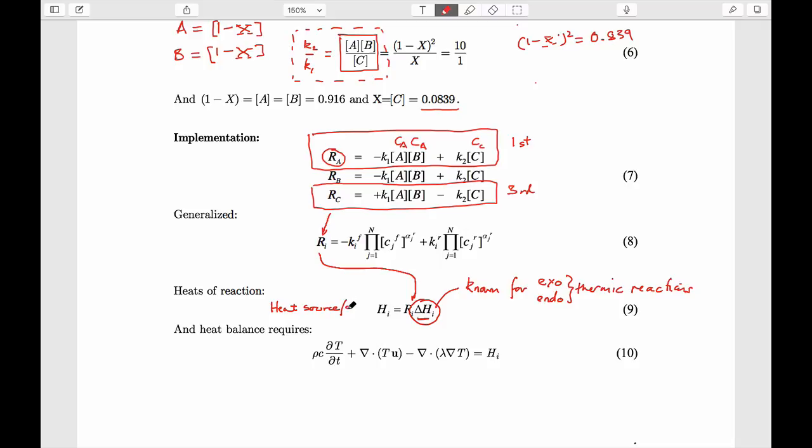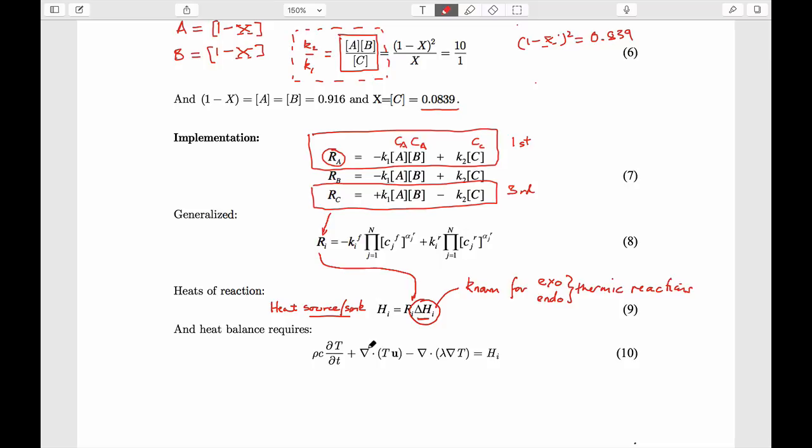Or a sink. So if it's an exothermic reaction, then it's creating heat, and therefore it would supply heat to the fluid that it's traveling in, or the porous media that it's traveling in. And if it's an endothermic reaction, it would chill the surrounding component. So this heat source or sink can be applied to the porous medium or the fluid in which it sits to actually chill it.